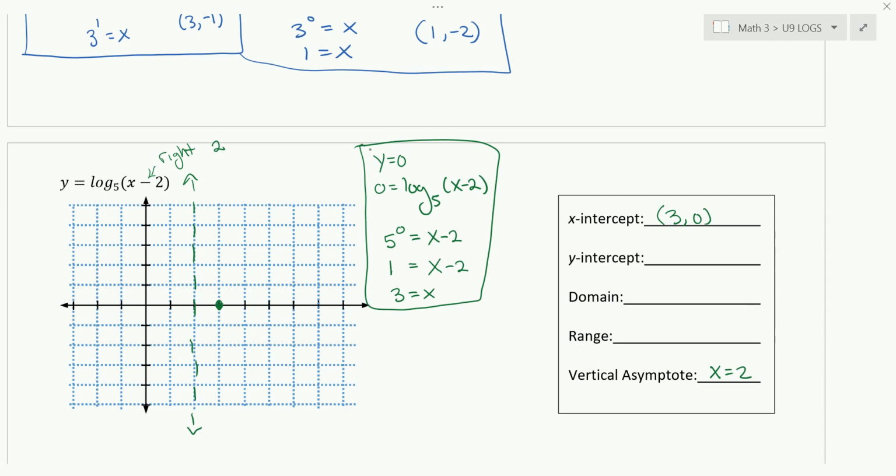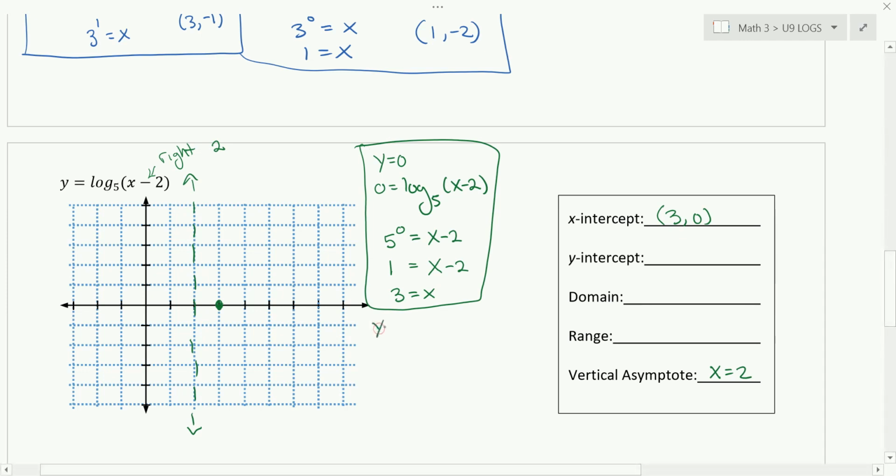And so do I want to plug in positive y values or negative y values? Will it be above the x-axis or below the x-axis over here in this region? Above, because it's increasing, right? So pick a positive y value, keep them small. Positive 1's a good one if you haven't done that, and positive 2 maybe, okay?